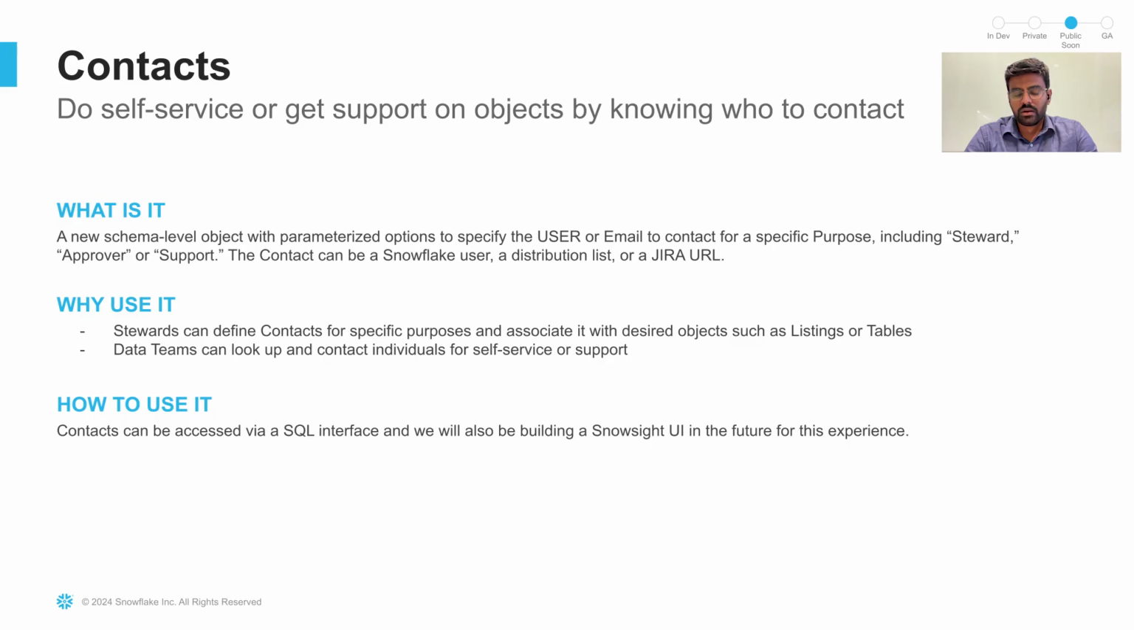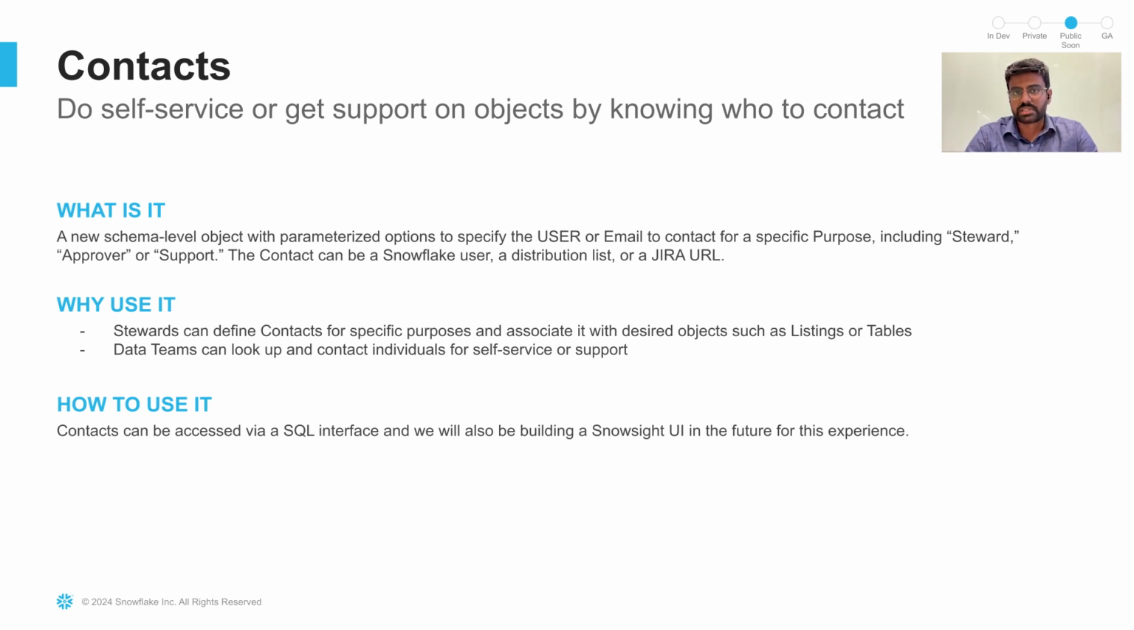We are introducing a new schema level object called contacts that will enable stewards to specify the information about who to contact for specific purposes, such as getting approval to access an object. The contact can be a Snowflake user, an email address, or URLs of a ticketing system such as Jira. We expect this new feature to reduce the time it takes between discovering the new assets and using those assets to generate business value.